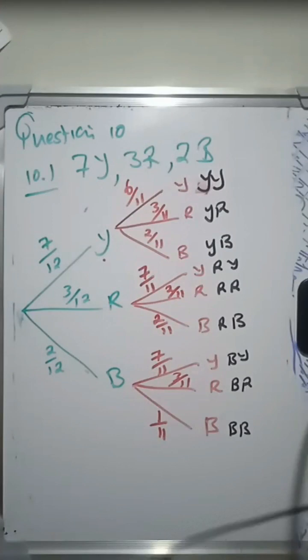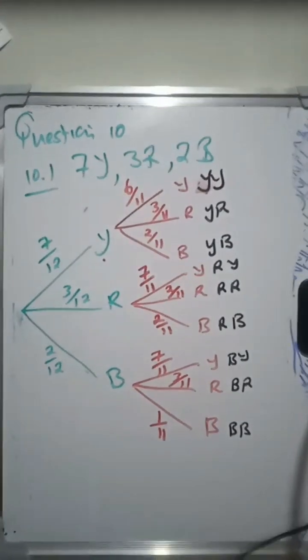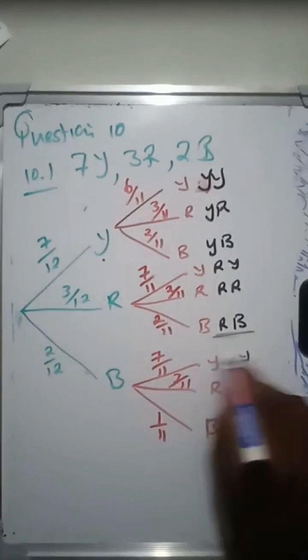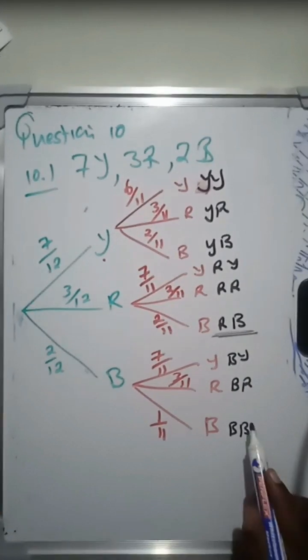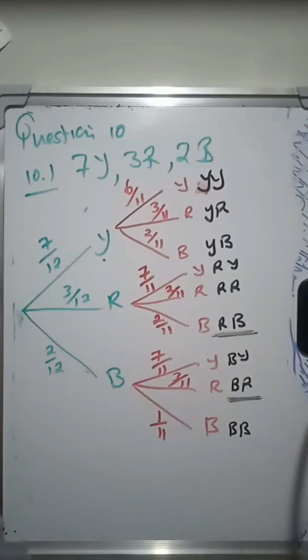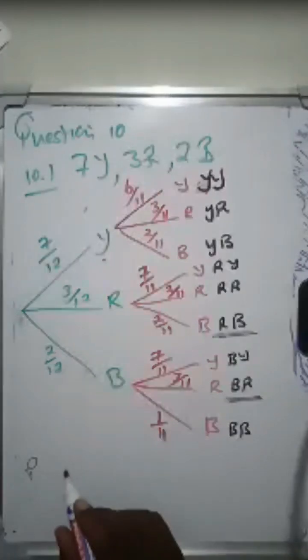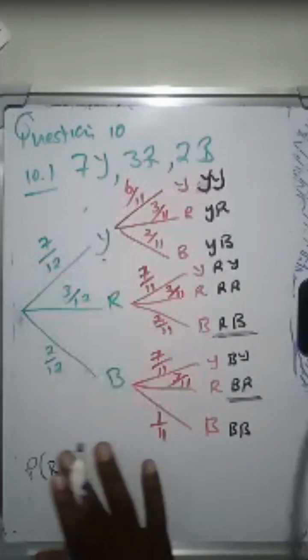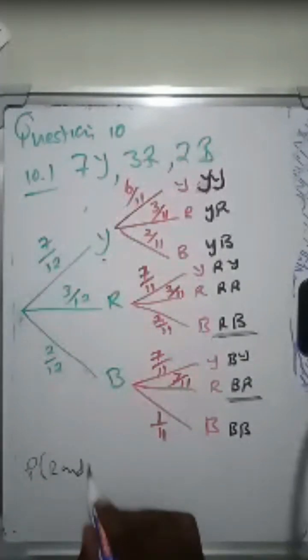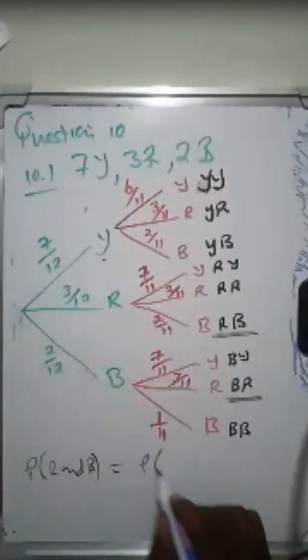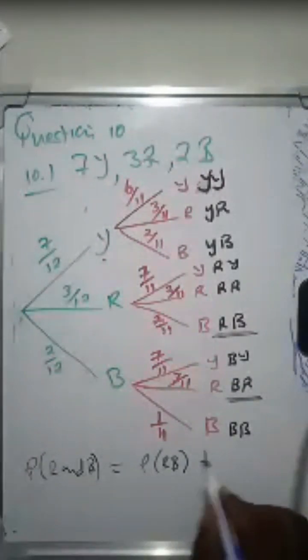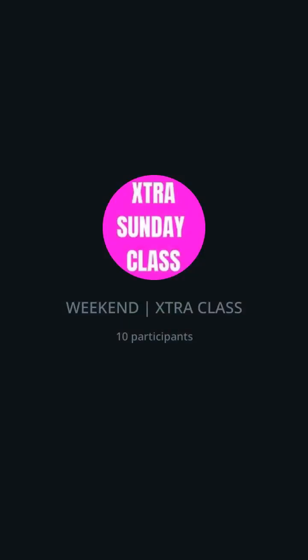Okay? So in this question, it's asking, what is the probability that of the two balls chosen, one is red and the other one is blue? So where do we have red and blue? We have it here. The one is red, then the other one is blue. Then we also have it here. Okay? So the probability of red and blue is the probability of RB plus the probability of blue, red.